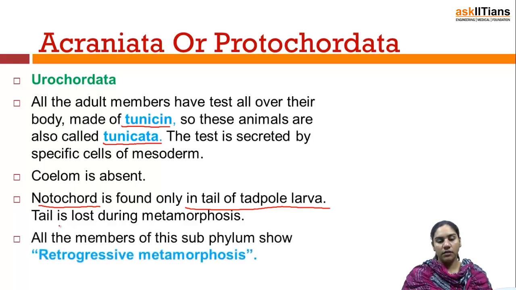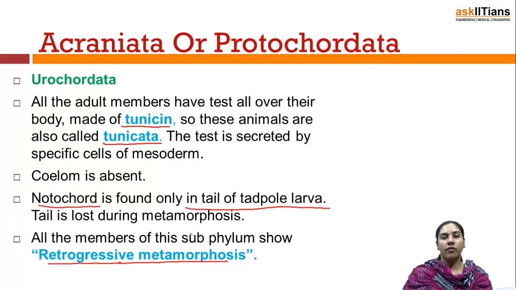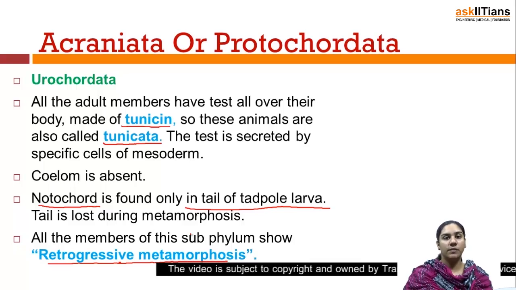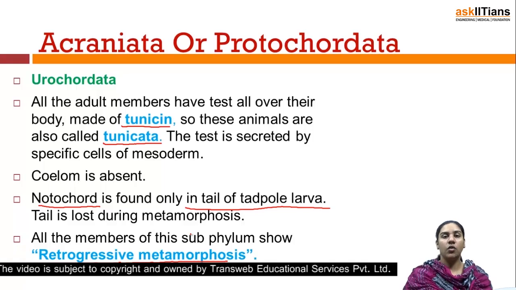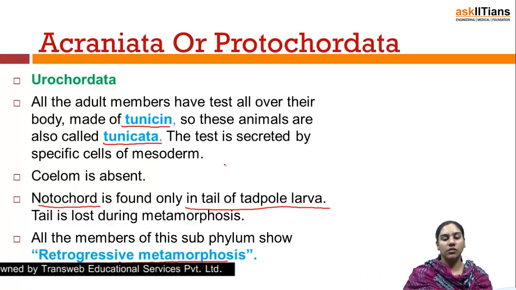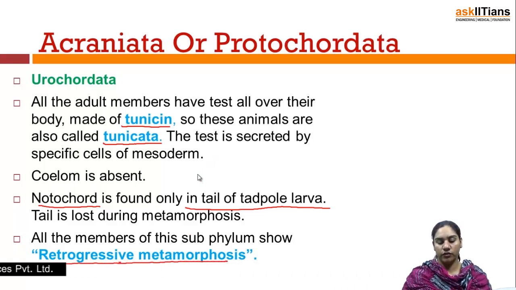All the members of this subphylum show retrogressive metamorphosis, that is development of the juvenile stage from the adult stage. So the animal which is present in the adult stage goes back into the juvenile stage, that is known as the retrogressive metamorphosis.